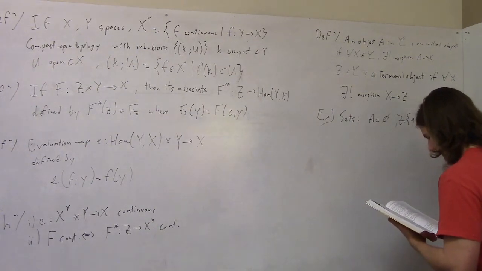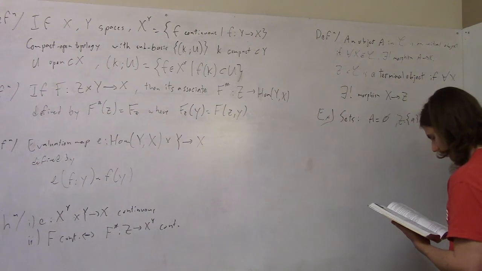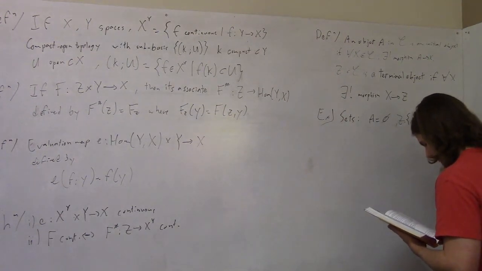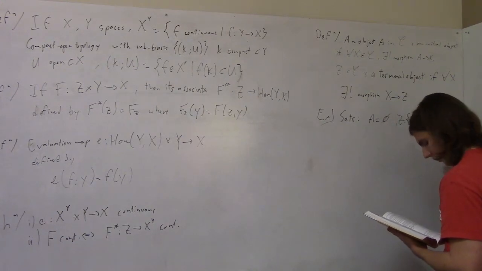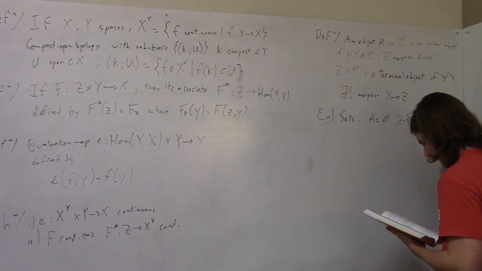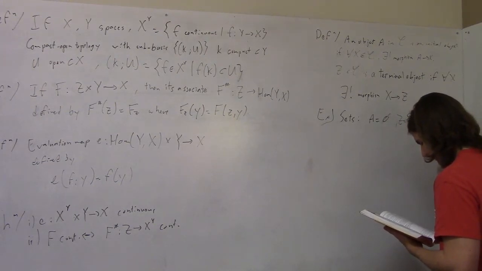Let's see. The category of non-empty sets has no initial object, so it has to be the empty set. Where are you? I'm on 315. Aha, you got ahead of me.